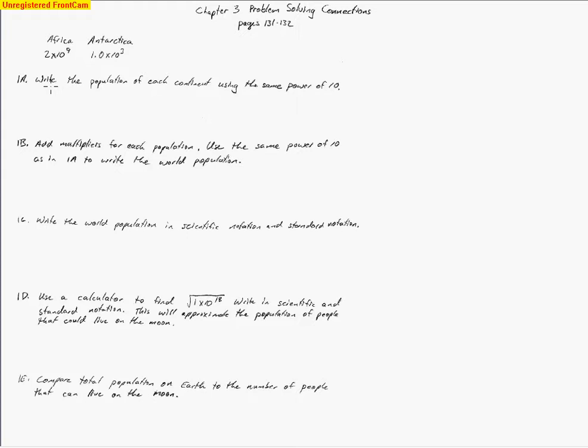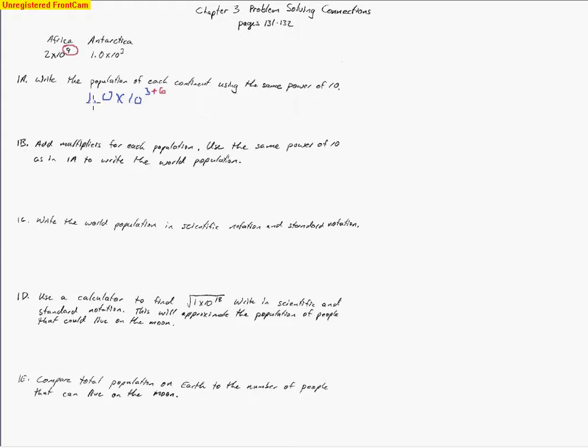It asks us to first write the populations of each continent using the same power of 10, because they'll eventually want us to add these together. So we're going to take the 1.0 times 10 to the third, and I'm going to change this to a power of 10. What I need to do is add on some more 10s, basically multiplying by a power of 10. It's the same as this power right here, 9, because that is the largest power of all the continents. So we need to add on 6 more 10s, and basically it's like multiplying by 10 to the 6th power.